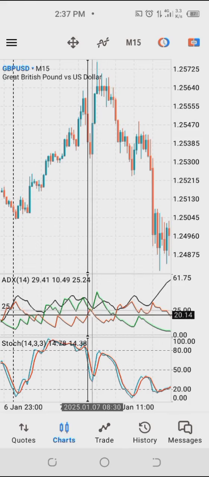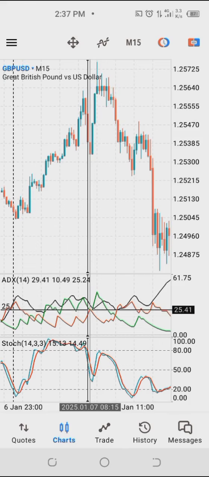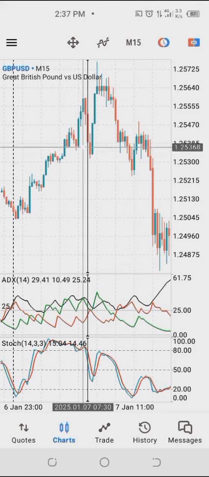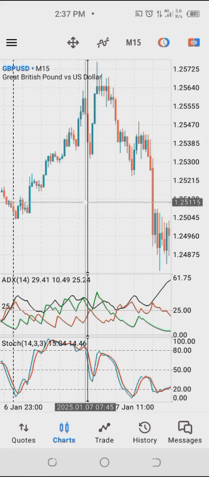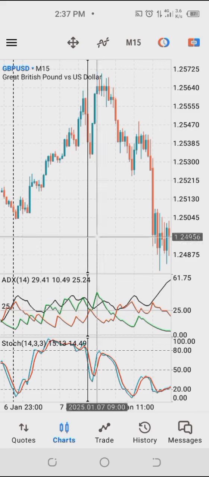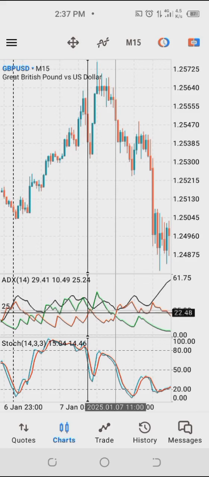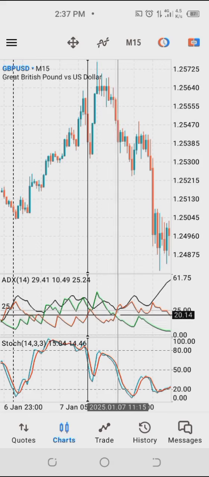Okay, so as you can see, it didn't cross here, so you are not supposed to have entered here, because as you can see, they did a stop hunt. So you were not supposed to be in that trade. This is where you would have entered. It crossed somewhere around here, so that's where you would have been in the market.